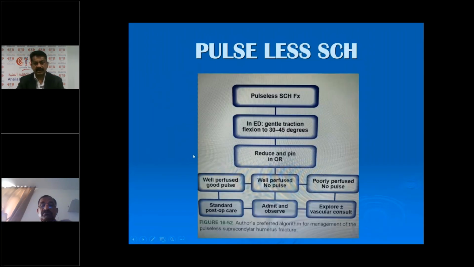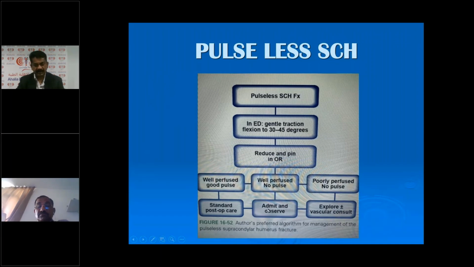So this is a flow chart for pulseless supracondylar fractures. In the emergency department, give gentle traction in flexion to 30 to 45 degrees, and try to realign the fragments. If the vascularity is not at all improving, reduce immediately and pin, or if you get a well perfused limb after the pinning, standard post-op care is enough. If well perfused but still no pulse, that is a pulseless pink hand. This is the area of controversy.